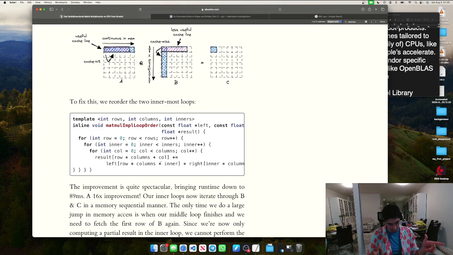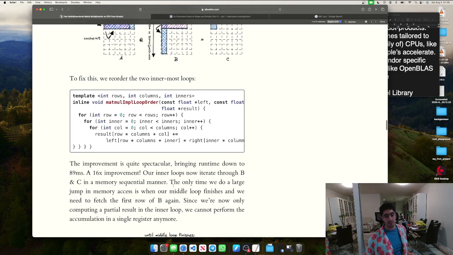Genius, bro. Genius. The improvement is quite spectacular, bringing runtime down to 89 milliseconds. Wow. A 16 times improvement.